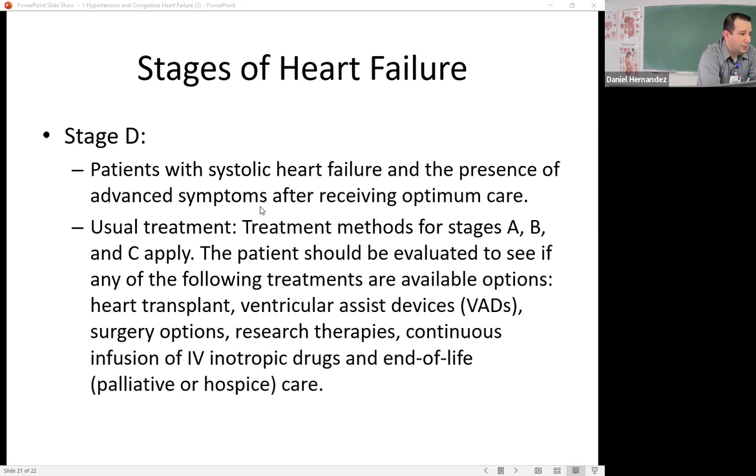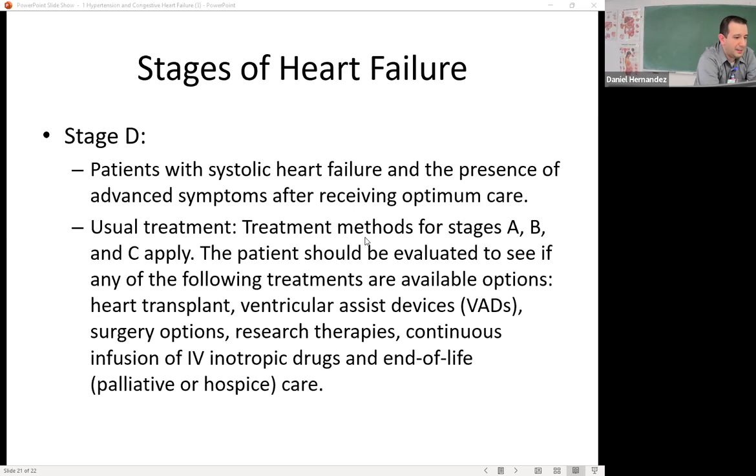Stage 4 or stage D. So these are patients now that have advanced symptoms. They also require optimal care. So these are patients that have systolic heart failure in the presence of really advanced symptoms. So treatment methods for these patients are all the ones for A, B, and C, and A, B, and C all apply.